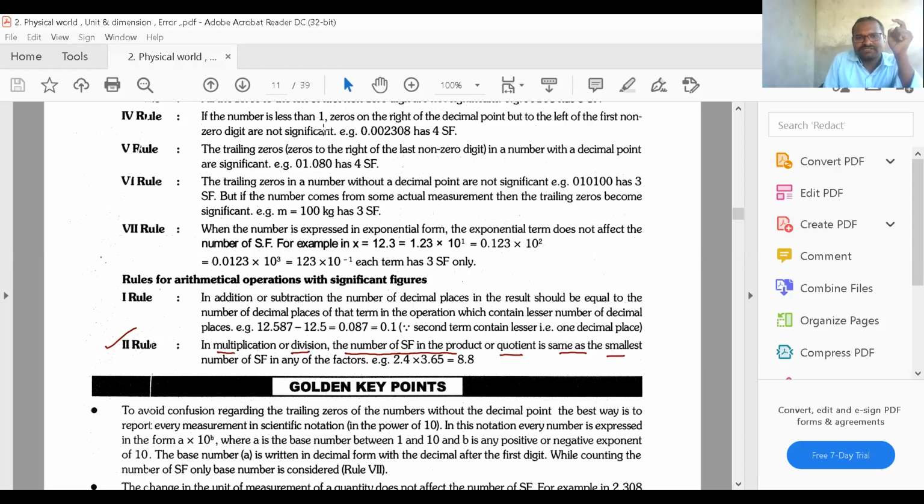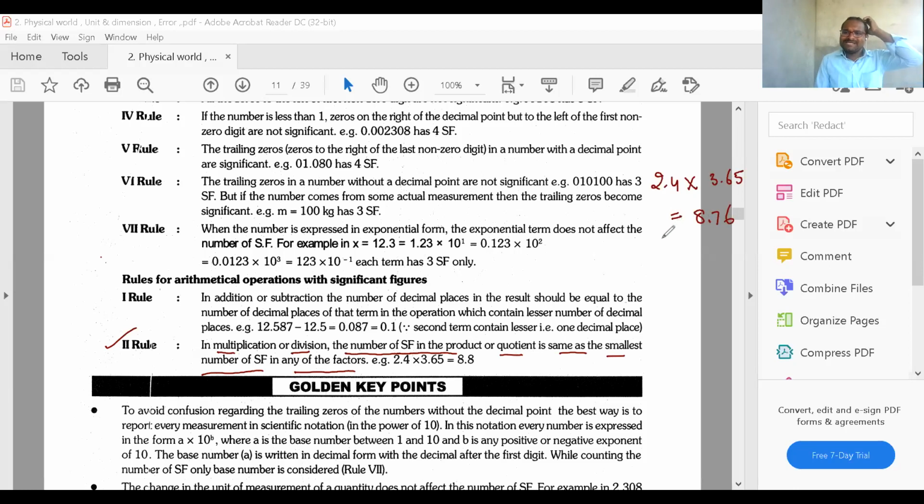The result should have the smallest number of significant figures in any of the factors. See the example here. 2.4 is one number. If you multiply it with 3.65, what result will you get? You will get 8.76. 8.76 is your result.